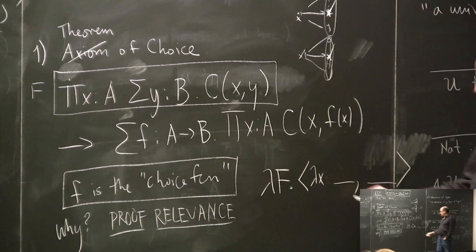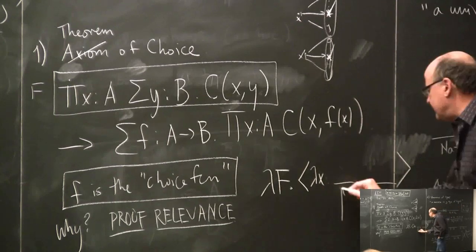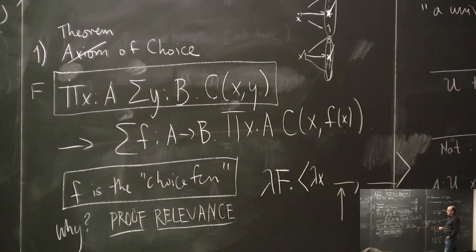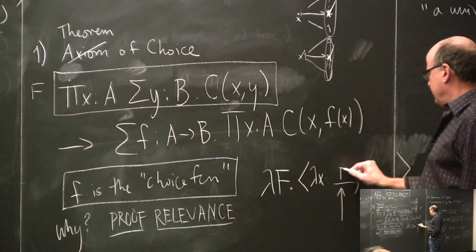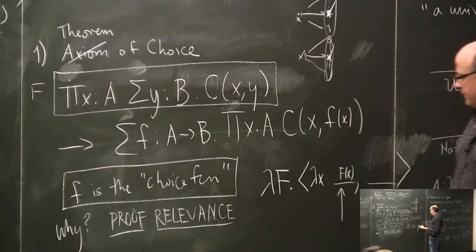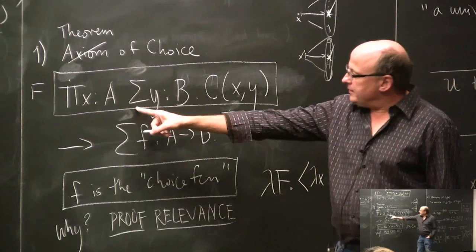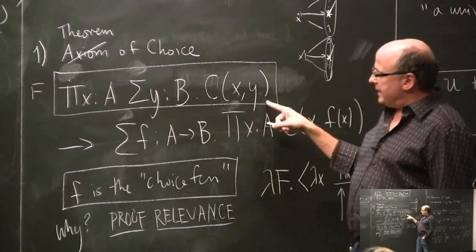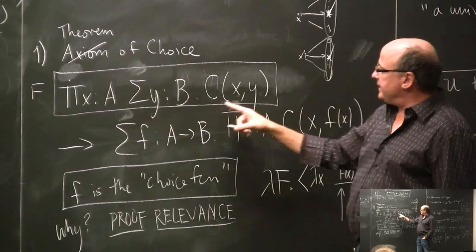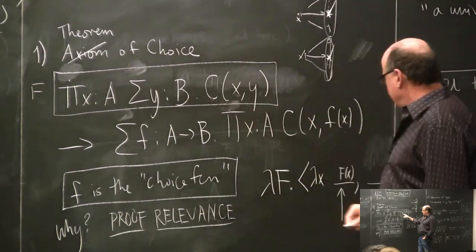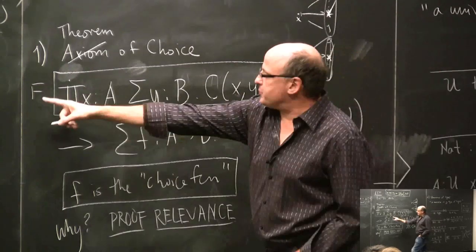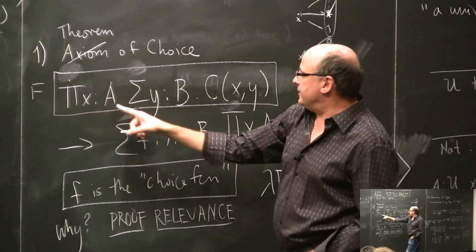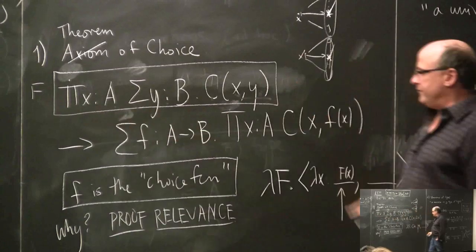And the question is, what is the choice function f that I'm going to write here? Well, what do we know about f? What I know about f is that if I apply it to x, then I get an element of this type: there exists a y in B such that C of x and y, for that particular x. That's the spec for f. It's a function that gives me back one of these.